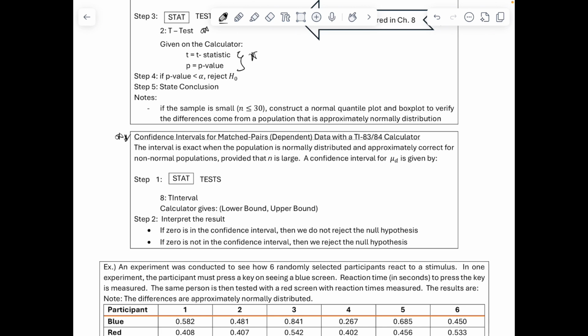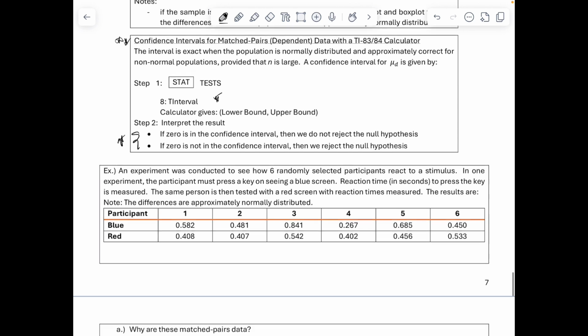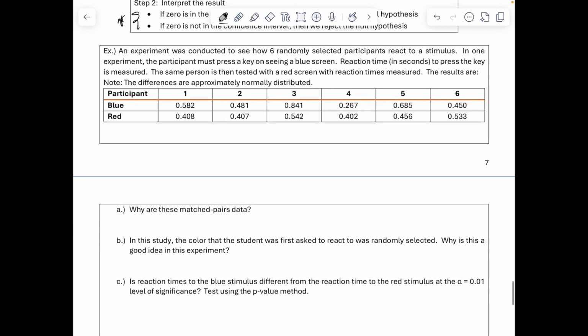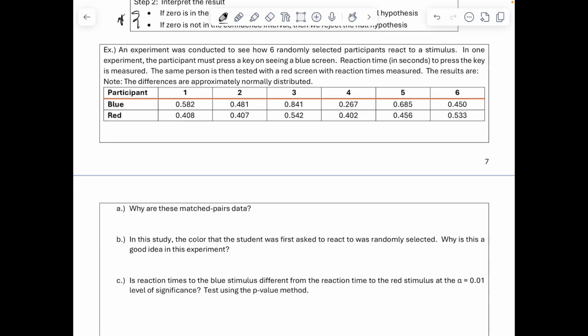So our confidence interval for mu sub d is given by, and we're going to go to Stat, Test, and t-interval, which again we saw back in chapter 7. And our calculator is going to give the lower bound and the upper bound. And then we have to look and see if 0 is within that interval.